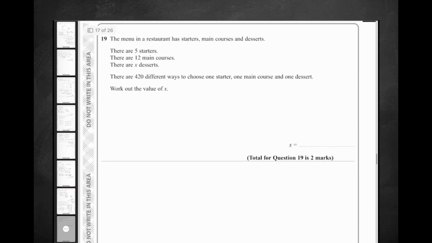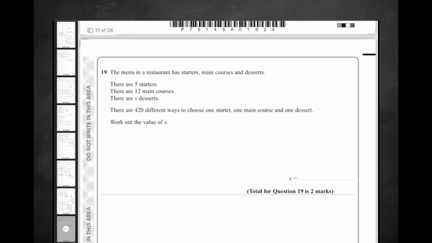On we go. Question 19. The menu in a restaurant has starters, main courses, and desserts. 5 starters, 12 main courses, X desserts. There are 420 different ways to choose 1 starter, 1 main course, and 1 dessert. Work out the value of X.